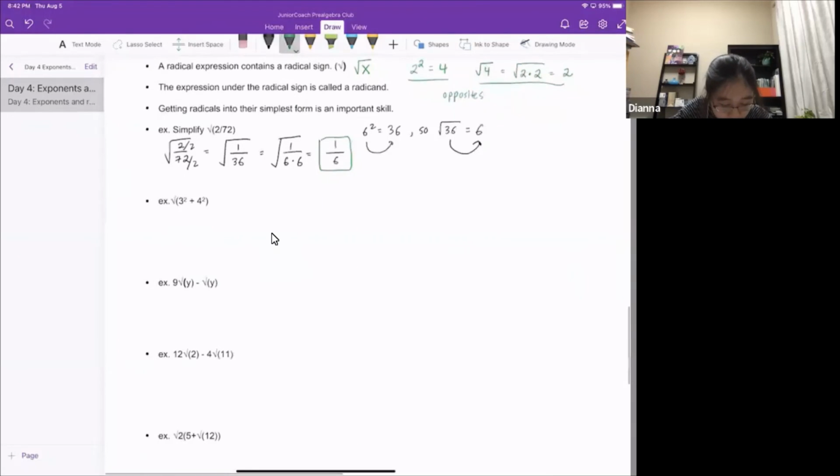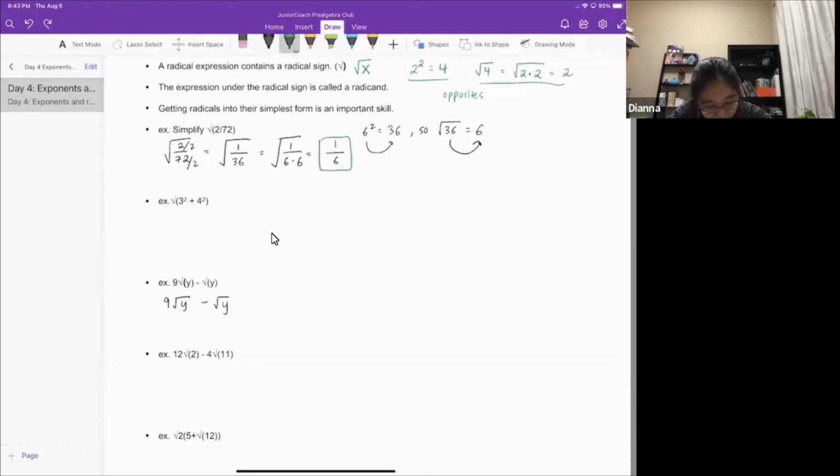Okay, maybe we'll do a couple more because I don't have much time. So let's do this one. 9 times square root of y minus square root of y. Here, I treat the square root of y as its own little variable. So I'm going to pretend that there's a 1 multiplied in front, right? So now I can combine like terms.